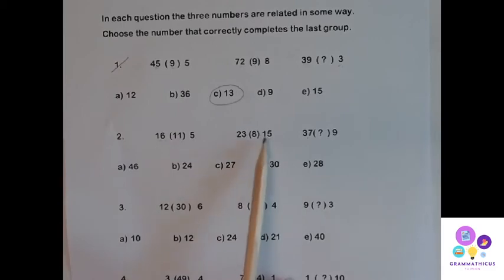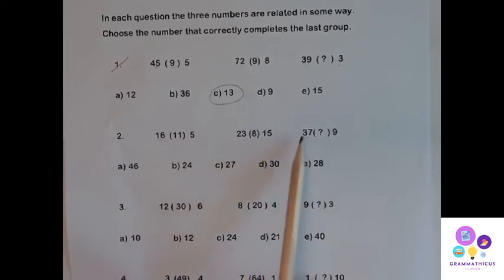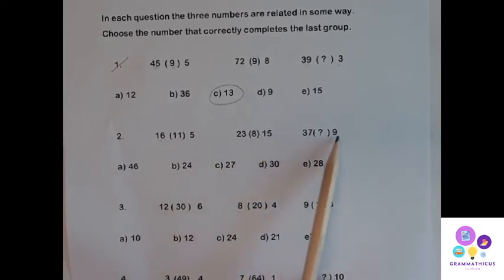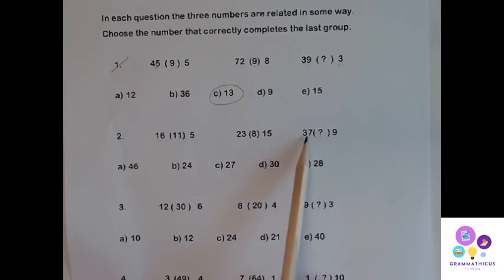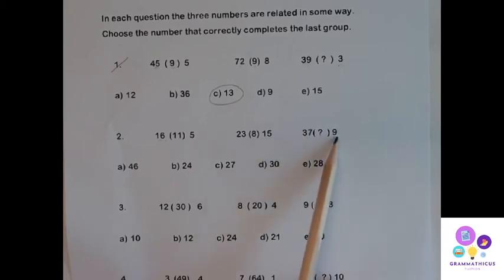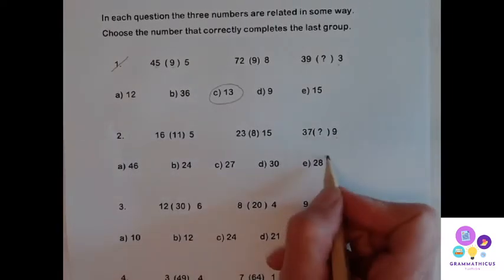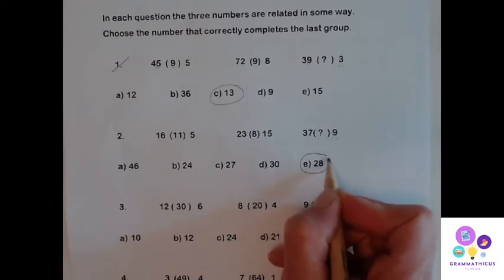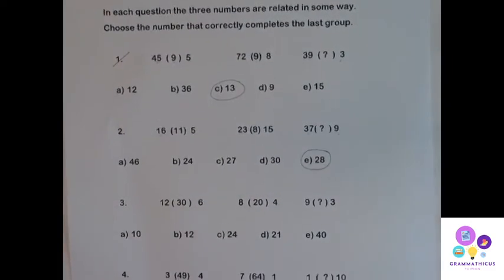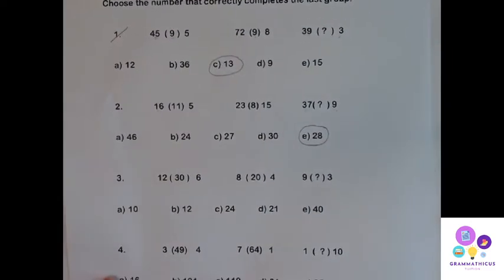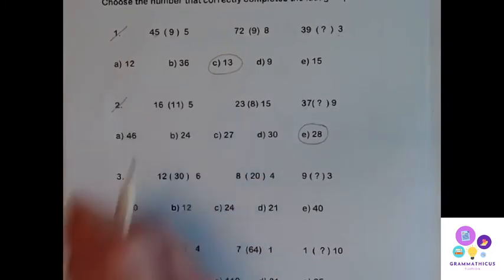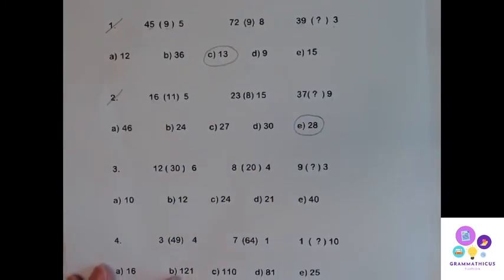3 take away 15 will give me 8. Now I've got to consider what 37 take away 9 is. Well, if I think 37 take away 10 is 27, and then if I add 1 on to that, it's going to give me 28. I've got 28 down here on my multiple choice answers, so I'm going to circle 28 and transfer that information onto my multiple choice answer sheet. When I've done that, I'm going to cross off question number 2.